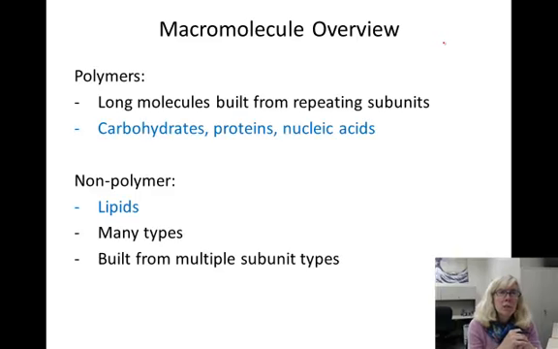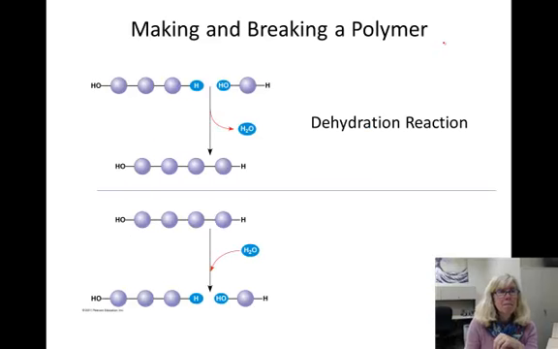Now let's put this information together to look at 4 major biological macromolecules. All have carbon backbones, and 3 of them are considered polymers, which means they're long molecules built from repeating subunits. Lipids are not polymers. There are many different types, and they are made from different subunits.